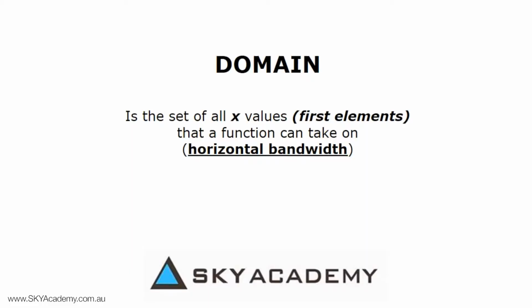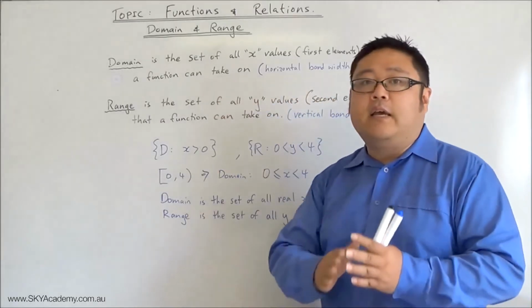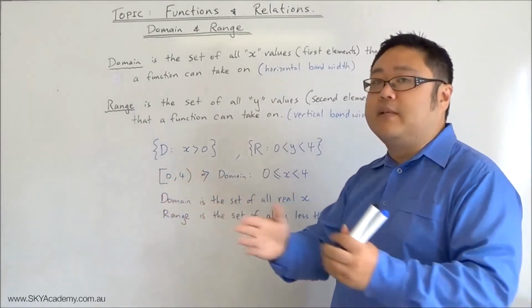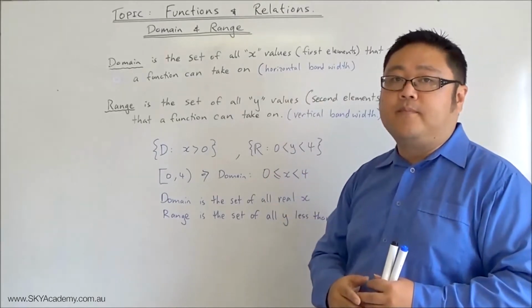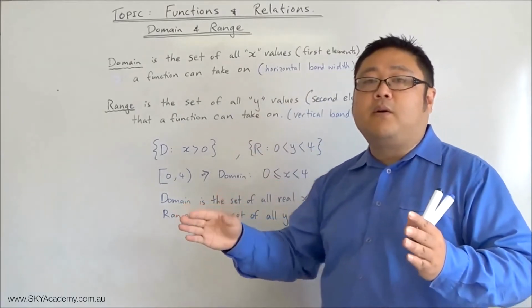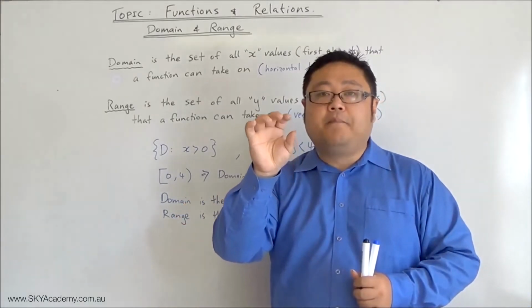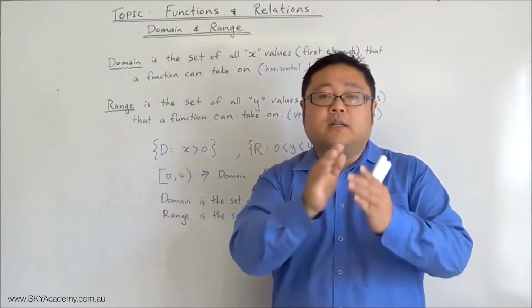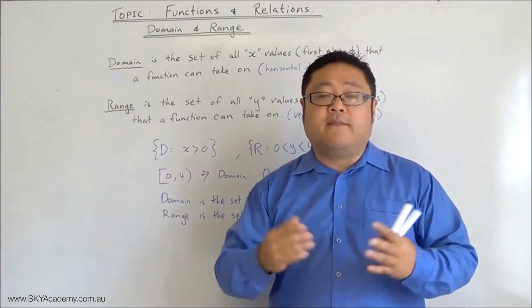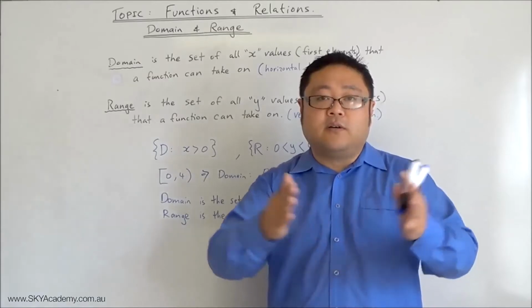Domain is the set of all x values, or the first element values in an ordered pair, that a function can take on in a set of ordered pairs. So it's looking at all the x values or all the first element values that it can take on. It's the bandwidth of all of that. Not only the bandwidth, but the horizontal bandwidth, because the x variable tells us the horizontal scope that the function can take on. So it's the horizontal bandwidth.